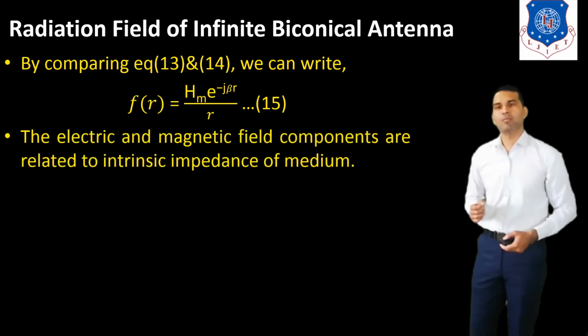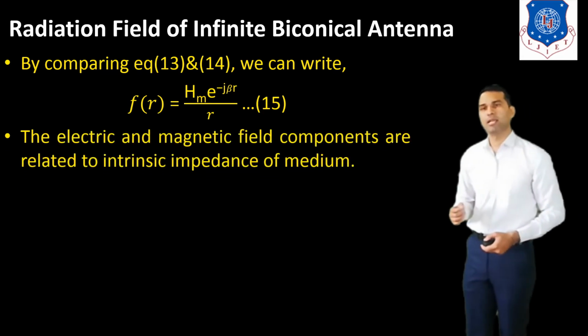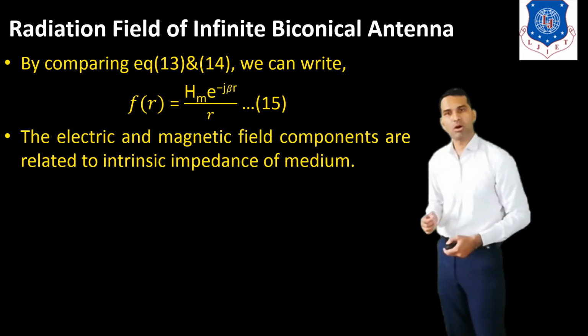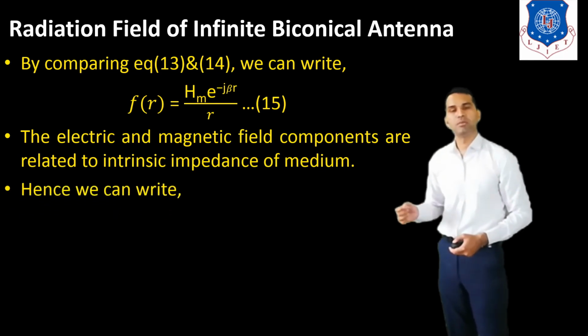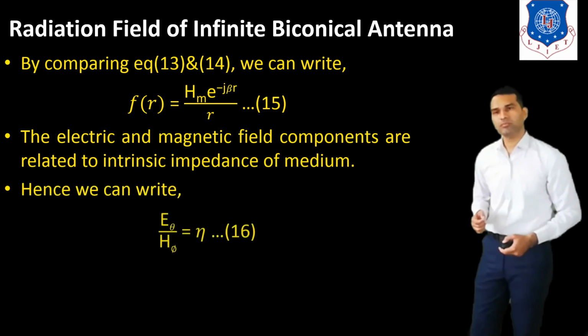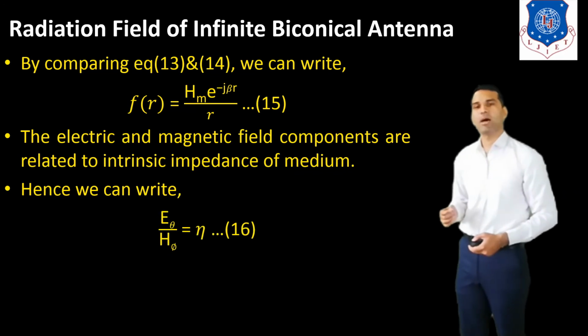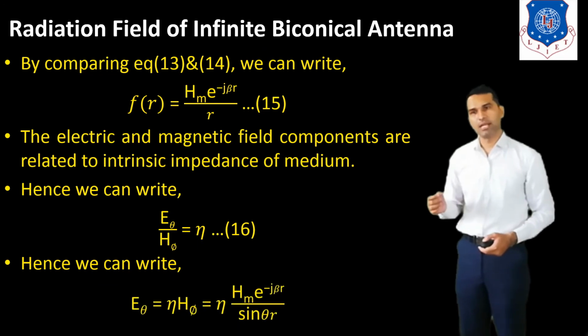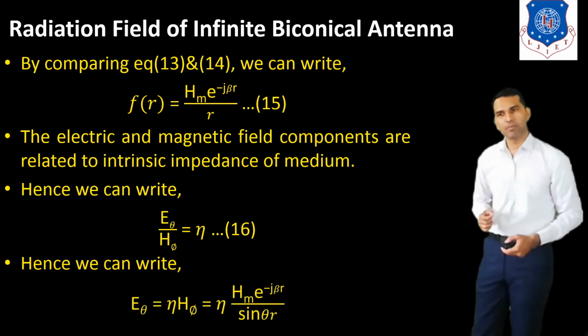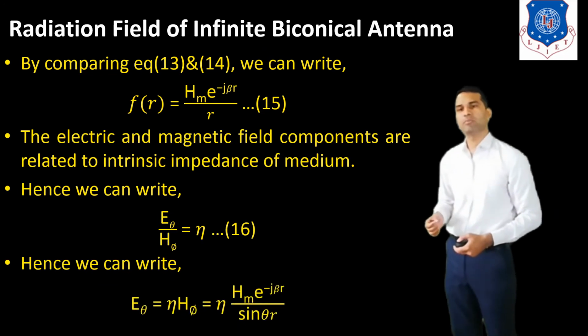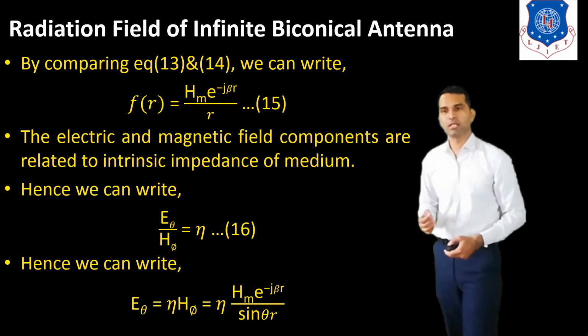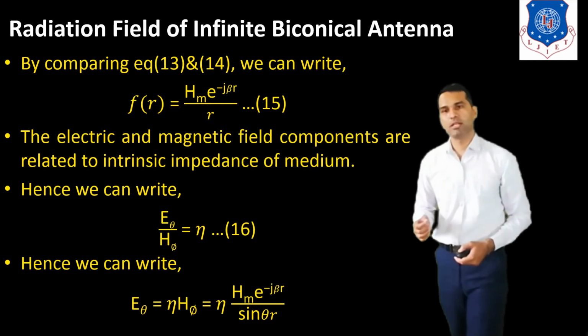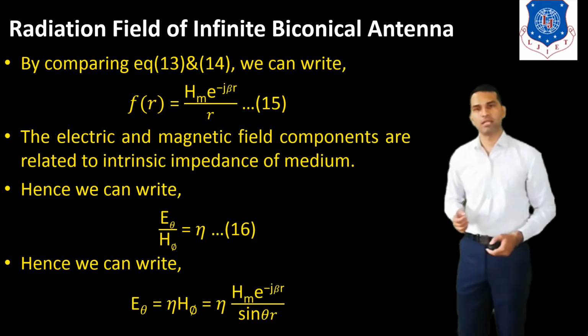The electric and magnetic field components are related by the intrinsic impedance of the medium. Hence, we can write E theta upon H phi is equal to eta. Hence, we can write E theta is equal to eta H phi, and we have the value of H phi. So we get the equation E theta is equal to eta Hm e raised to minus j beta r upon sin theta r.